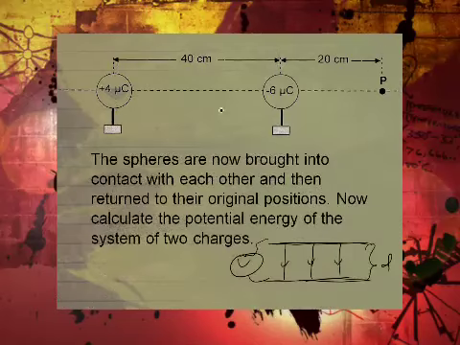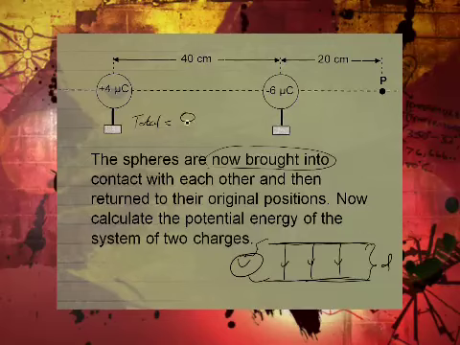Now let's come back to this one here. The spheres are now brought into contact with each other and then returned to their original positions. Now calculate the potential energy of the system of the two charges. Now look at this. One thing that we need to know is that when they are brought to each other, the charge is now spread evenly. So we need to get the charge after they have been separated. So let's get the total charge first.